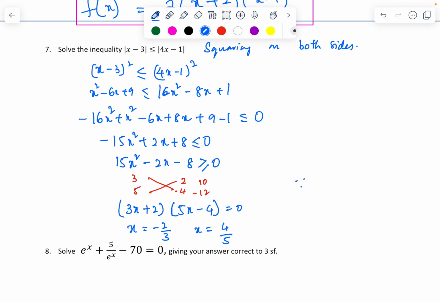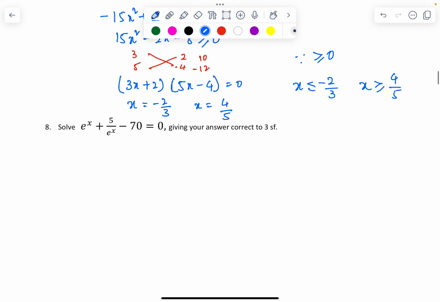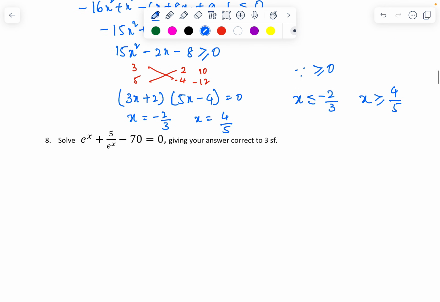Since the inequality is greater than or equal to 0, I'm going to write it as x is less than or equal to negative 2 over 3 and x is greater than or equal to 4 over 5. So this is our answer. Then the next question.